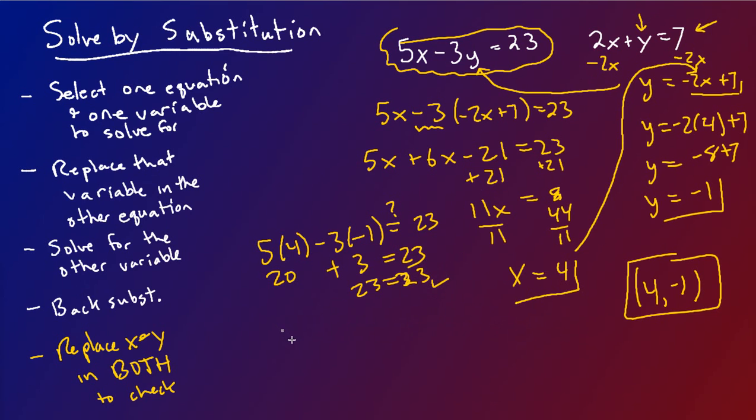Well, I have to check the other equation too. So I'll check the 2x plus y equals 7, so 2 times 4 plus y, so negative 1, because y is negative 1. And I'm asking, does this equal 7? So 8 minus 1, that's a 7. 7 equals 7, so I'm good. So this is indeed the answer.